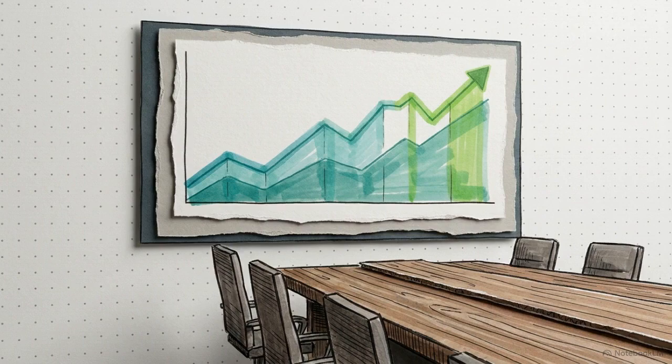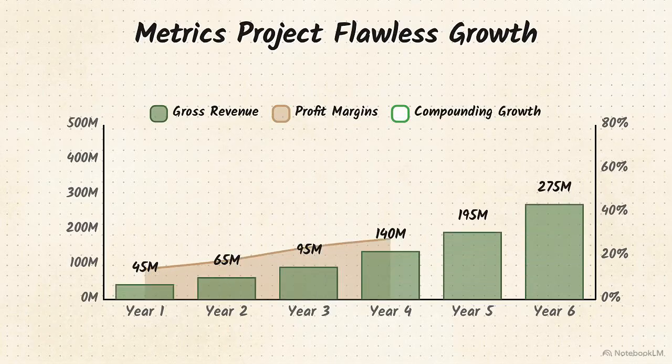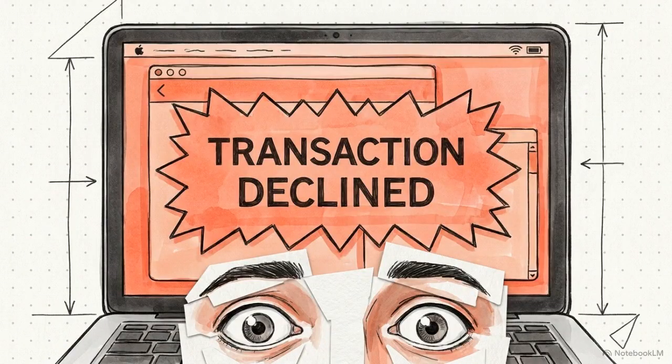Imagine closing out the fourth quarter and the numbers look spectacular. Revenue is climbing, margins are wide, and growth is compounding at a clip you've never seen before. You sit down on a Friday to authorize a standard payment run to your key suppliers, but the transaction bounces. You check the accounts, and the balance is virtually zero.